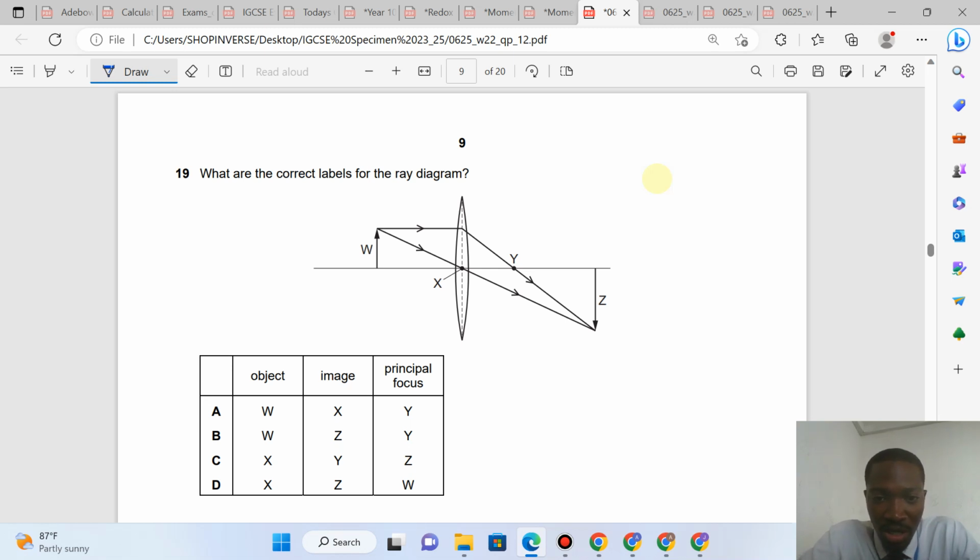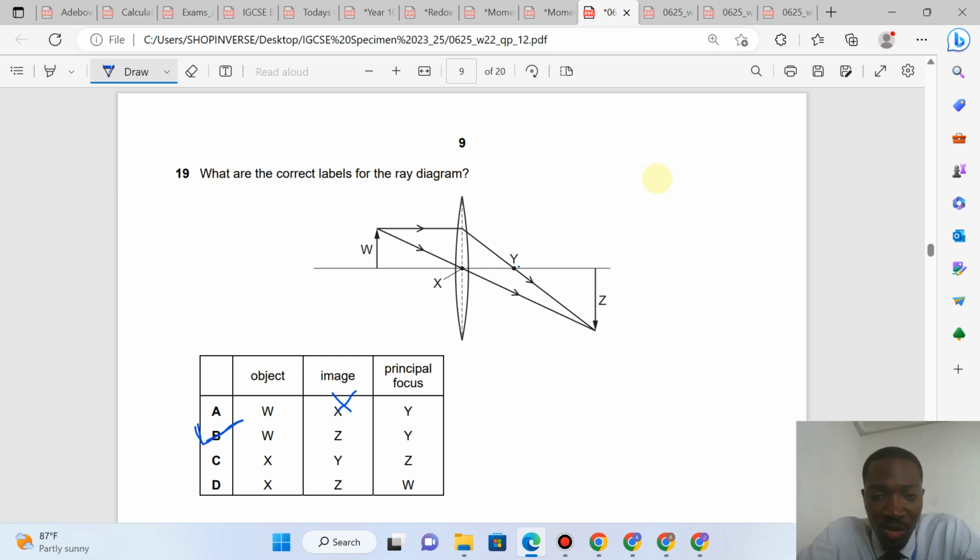Option X should be the no. Okay, so let's start with A. W, what is W called here? Position of objects. Yes, W is the object. X is not the image. No, this is not correct. Let's go to option B. W is the object. Z is the image. That's correct. Then principal focus labeled as Y. That's correct. Option B is the correct answer.